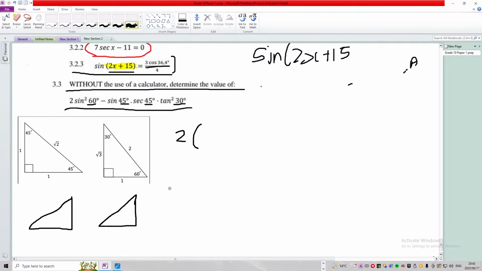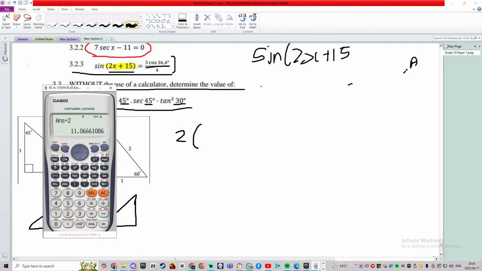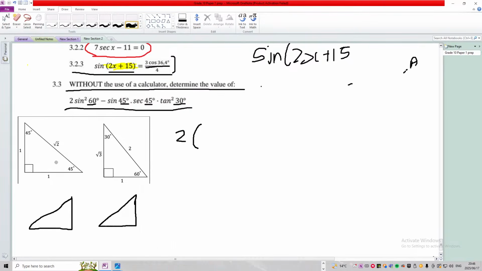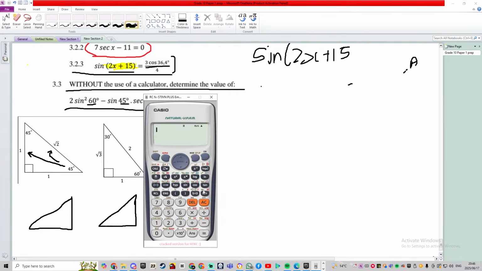By the way, don't tell anyone I told you this. Look here. If you forget the special triangles, look here. What is sine of 45? Sine of 45 is 1 over square root of 2. Now, if you forget your special triangles, you can create your special triangles.